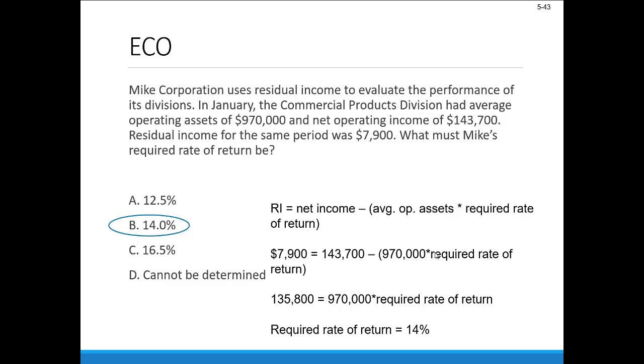Also worth noting here that if someone came along and asked you, well, what was their actual rate of return? Was it less than, equal to, or greater than 14%? We'd know that it's somewhere greater than 14% because residual income was positive. If it had returned exactly 14%, residual income would be exactly 0. If it had returned something less than 14%, residual income would be less than 0, or negative.